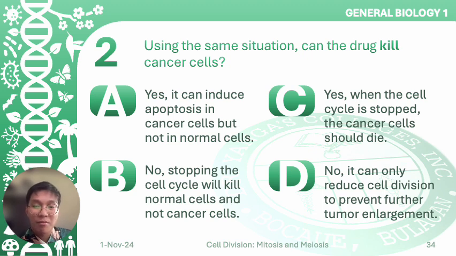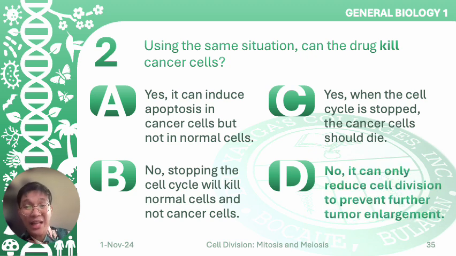Okay? Have you given it a thought? So, for this case, the right answer is letter D. No, it can only reduce the cell division to prevent further tumor enlargement. Again, what you're trying to do is to only stop the cell cycle, but not ask the cell to undergo apoptosis. Again, apoptosis is programmed cell death, no? Hindi yun yung role ng drug na na-discover mo. Some drugs would do that, but some drugs will only inhibit the cell cycle. Okay? So these are different things.